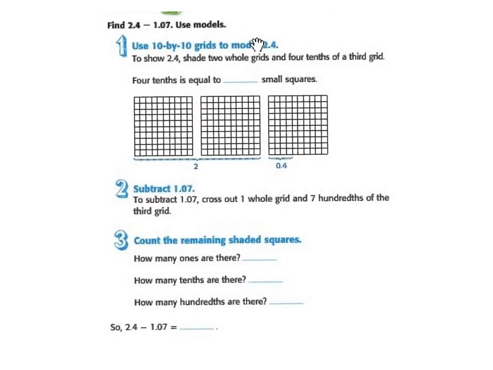For this problem, we are going to be finding 2 4/10, subtract 1 7/100, and we're going to do it using models. Step number 1 says, use 10 by 10 grids to model 2 4/10. To show 2 4/10, shade 2 whole grids and 4/10 of a third grid. We know that 4/10 is equal to 40 small squares. I want to shade in my 2 whole grids, so I have that grid, and then I have that grid, and then I need to shade in 40 small squares.